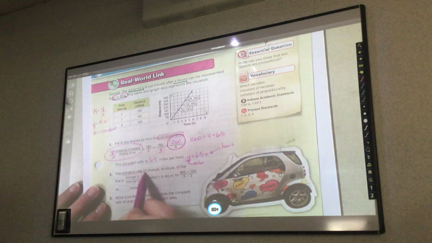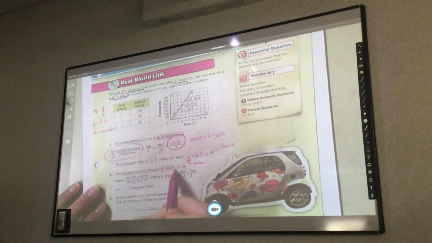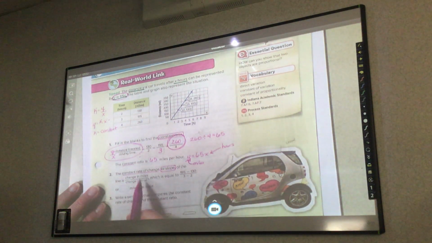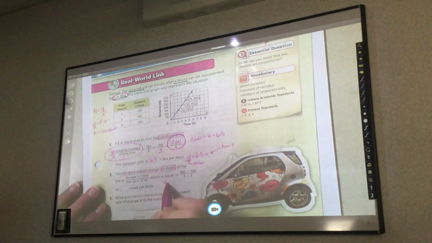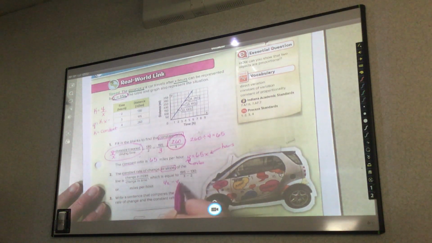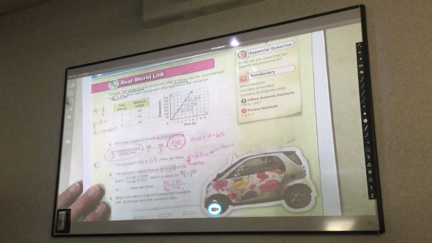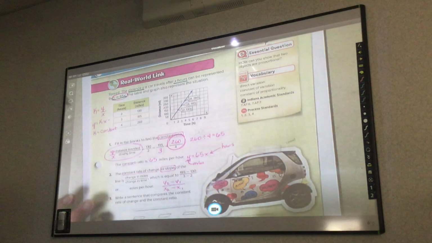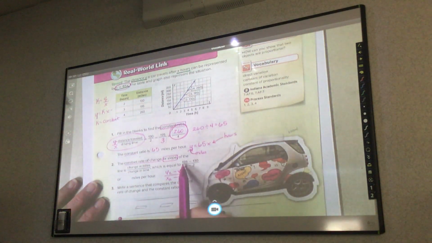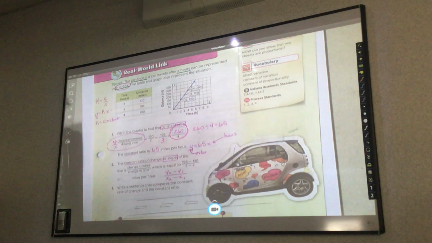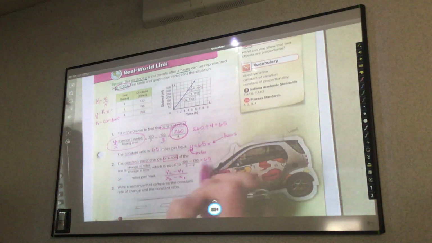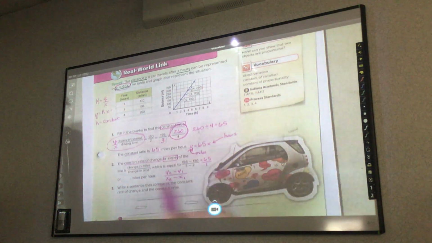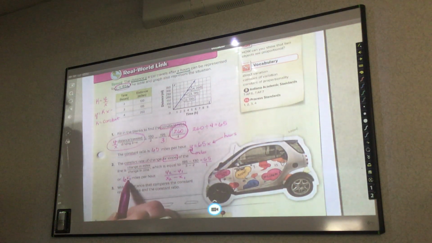The constant rate of change, or slope, of the line is change in miles over change in time. Slope is y2 minus y1 over x2 minus x1. So to find the slope, we take 195 minus 130, which is 65, over 3 minus 2, which is 1. So the slope is still 65.